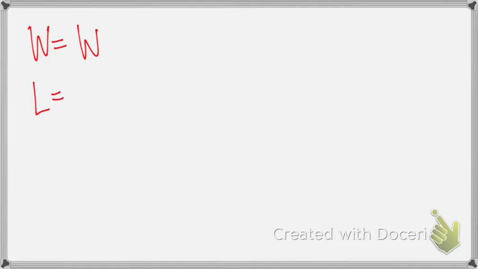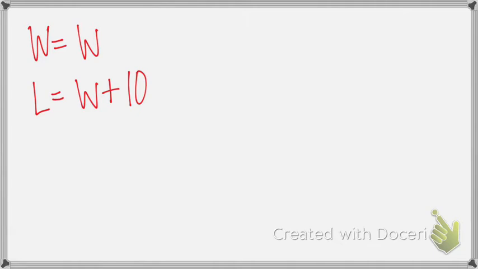So if it's 10 inches greater than its width, what is the length going to look like? Do we know the width? No, we just know it's W. So we have W. If it's greater than, is that going to be a positive 10 or a negative 10? Positive. And then we know it's 10. So my length is W plus 10. My width is W. Okay?